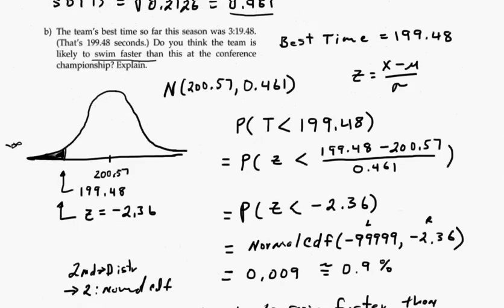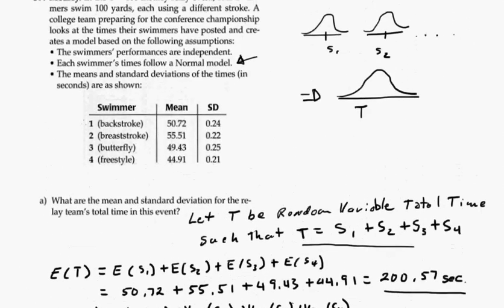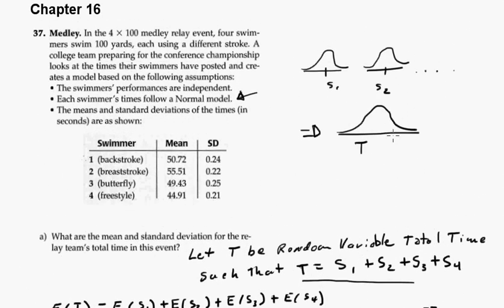Okay, so that's how you do this problem. We're starting to incorporate using the normal model, but you can only do that if they tell you that the random variables follow a normal model. Otherwise, we can't do it.